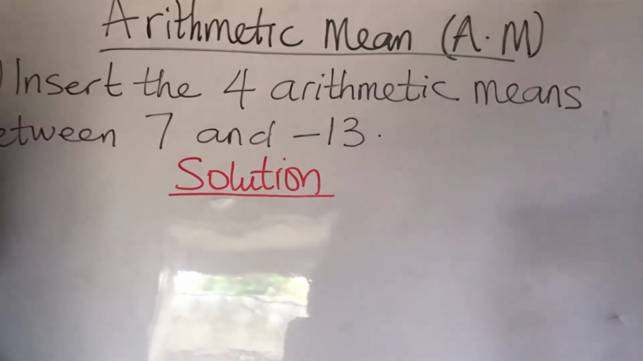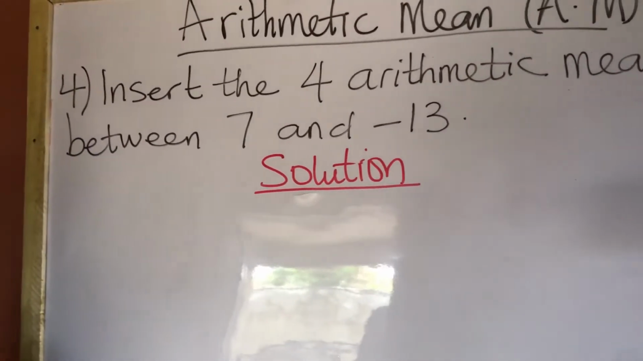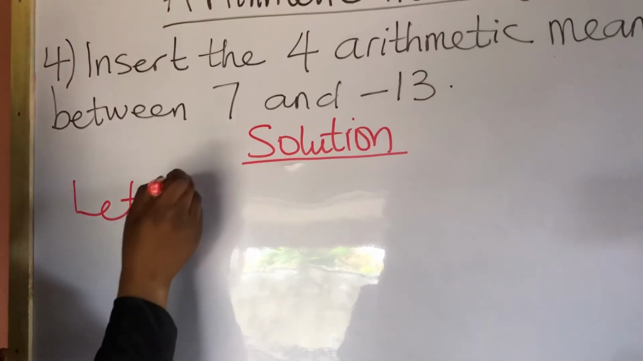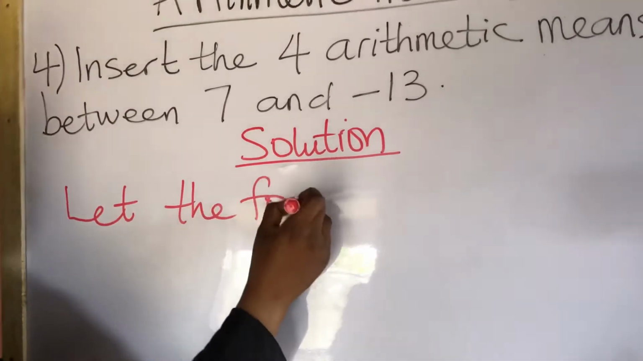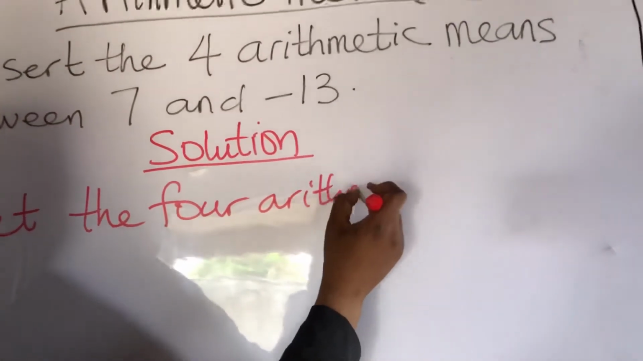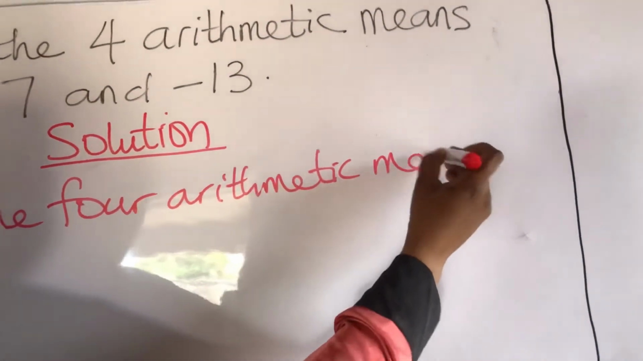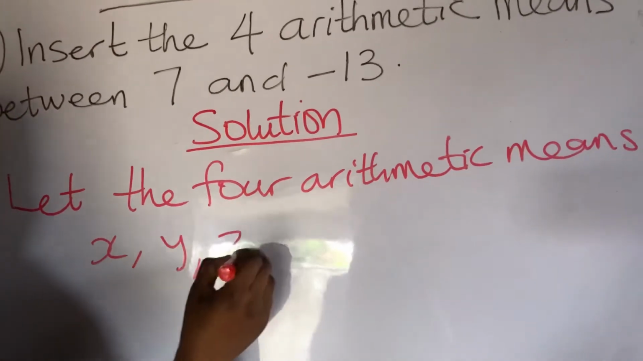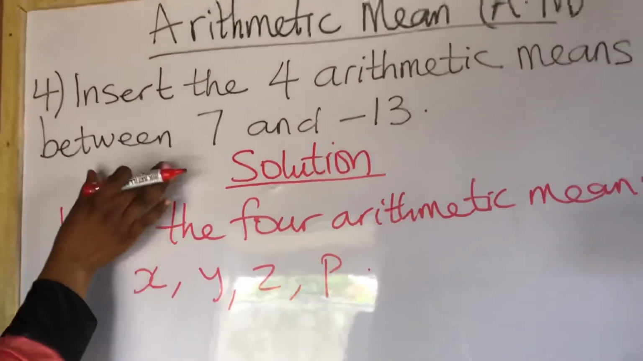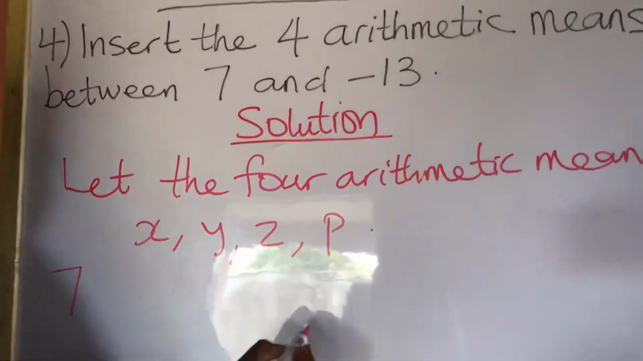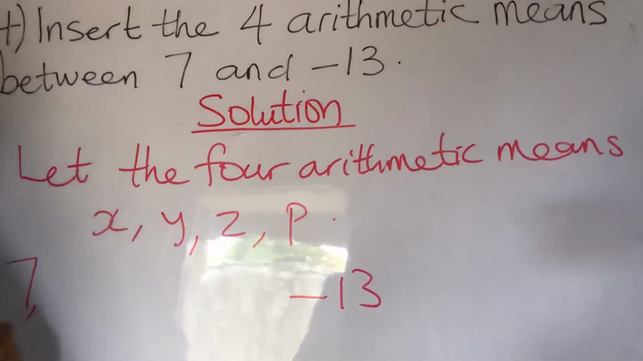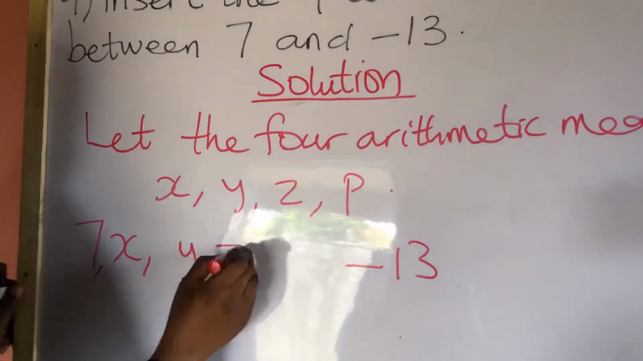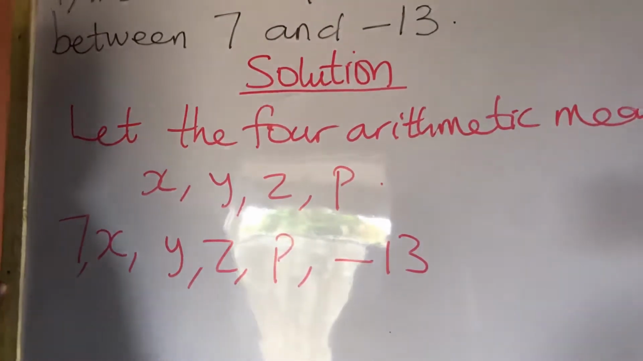Example 4. Insert the 4 arithmetic means between 7 and minus 13. So the solution is that we let the 4 arithmetic means be x, y, z, and p. So we have to insert them between 7 and minus 13. So we have 7, comma x, comma y, comma z, comma p, then minus 13.